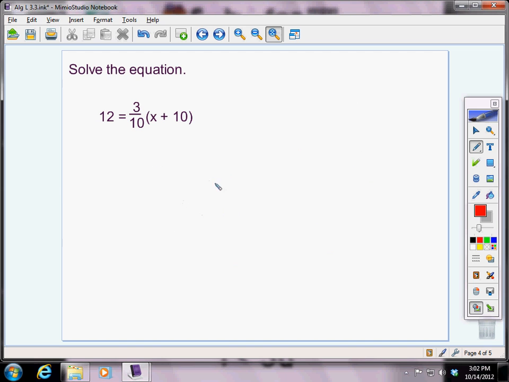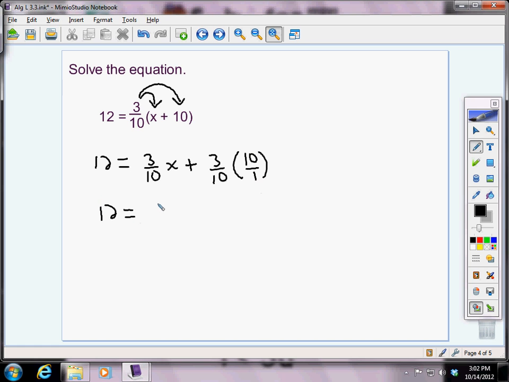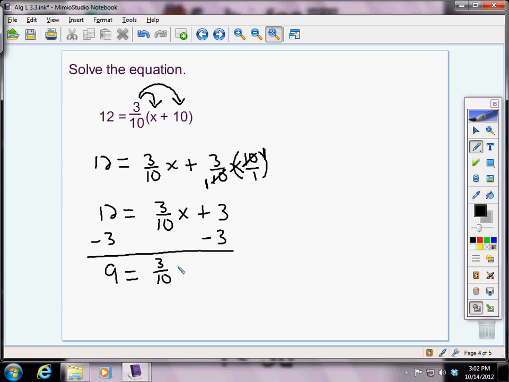This one we deal with a fraction. Just because it's a fraction doesn't mean we treat it any differently. In this case, there's nothing to simplify, so we just distribute. This becomes 12 equals 3/10 times x plus, don't forget to distribute to this one, 3/10 times 10. Simplify. Nothing much we can do here. This is going to say 3/10 x, but over here, if we cross reduce, our 10s are going to cancel each other out, and we're left with just a 3. Keep solving. We're going to subtract 3 from each side. 9 equals 3/10 times x.